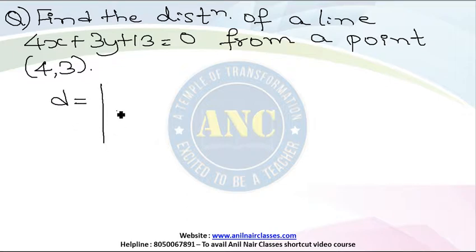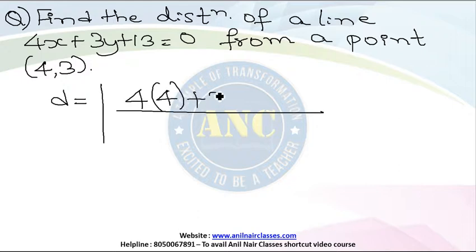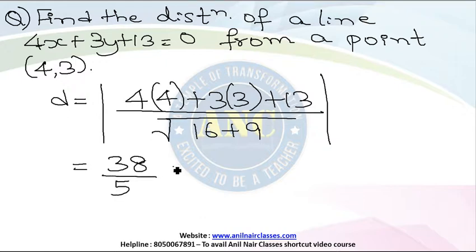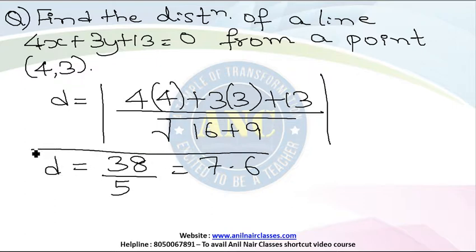So the distance is given by modulus of ax1 plus by1 plus c divided by root of a square plus b square. In place of x and y, substitute 4 and 3. It is 4 into 4 plus 3 into 3 plus 13, divided by square root of a square plus b square. A value is 4, b value is 3. 4 square plus 3 square is 16 plus 9, 25. So this is nothing but 38 divided by 5. Distance is 7.6 units.